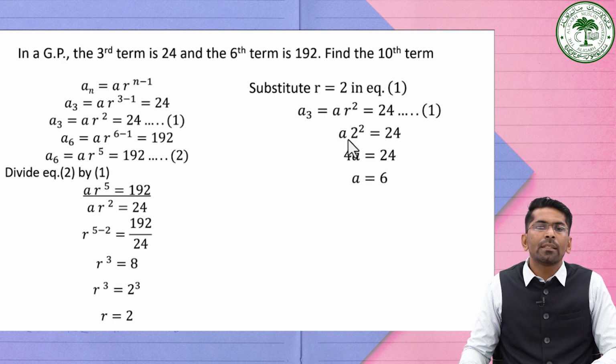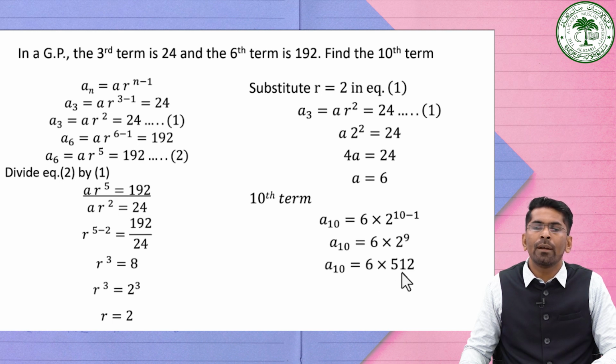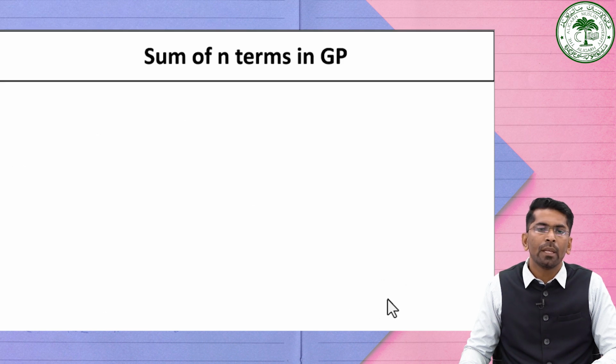Now we know the first term and the common ratio. Then we can substitute in the nth term of a geometric progression. We want to find the 10th term. So a10 is equal to ar raised to the power n minus 1, that is 6 into 2 raised to the power 10 minus 1, which is 6 into 2 raised to the power 9. We can simplify it: 2 raised to the power 9 is 512, and multiplying by 6, it is equal to 3072. So the 10th term here is 3072.